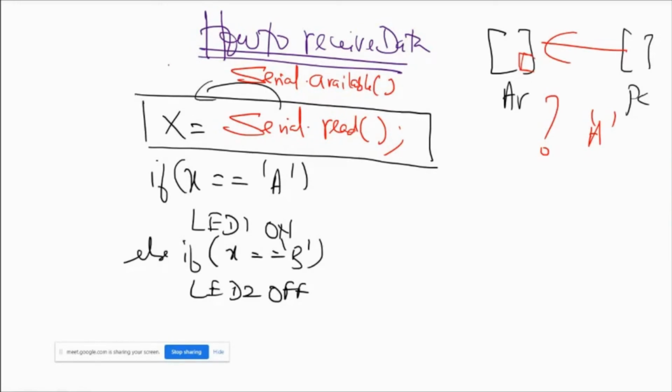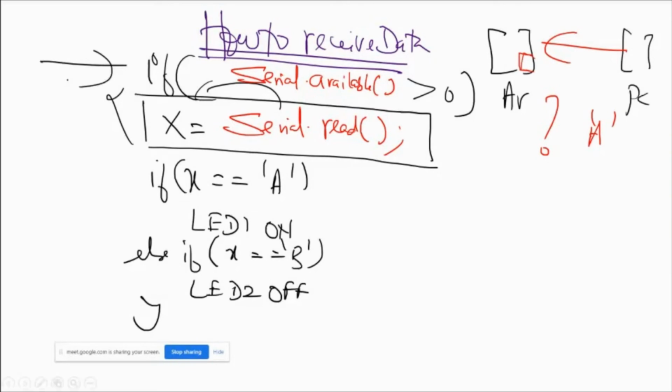So I put an if condition prior to this. If Serial.available() is greater than 0 — Serial.available returns a value depending upon how many characters are received. If that is greater than 0, that means if the letterbox has a letter, then only I read the letter. Otherwise, I don't. So this function we use just to check whether any character is received by Arduino or not.